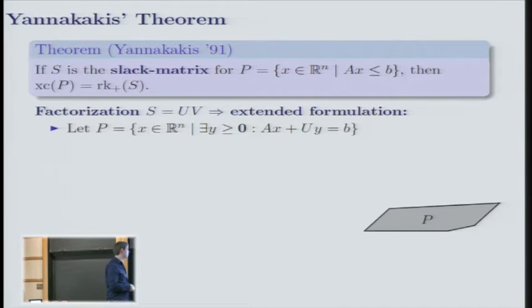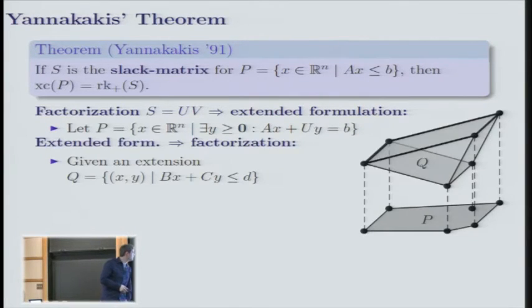Okay. Now this is the reason why this is an extended formulation of your original polytope, and it has the right size. Now this is somewhat the more complicated direction, and this is the one that we need for our theorem. This is that if you have an extended formulation, why does it also give you a nice factorization of the slack matrix?